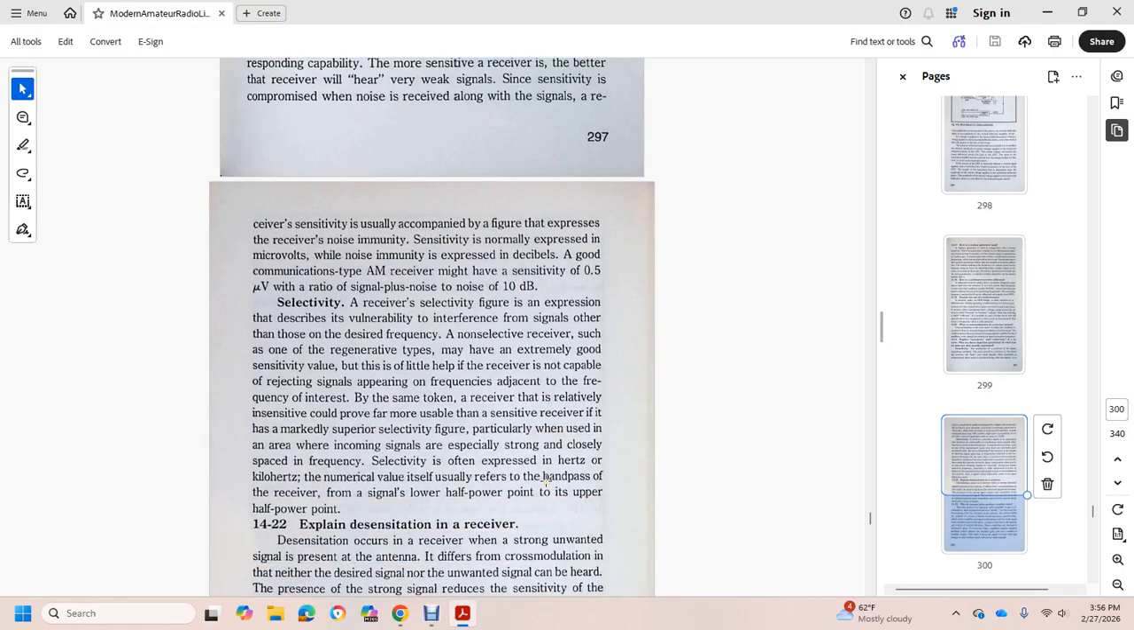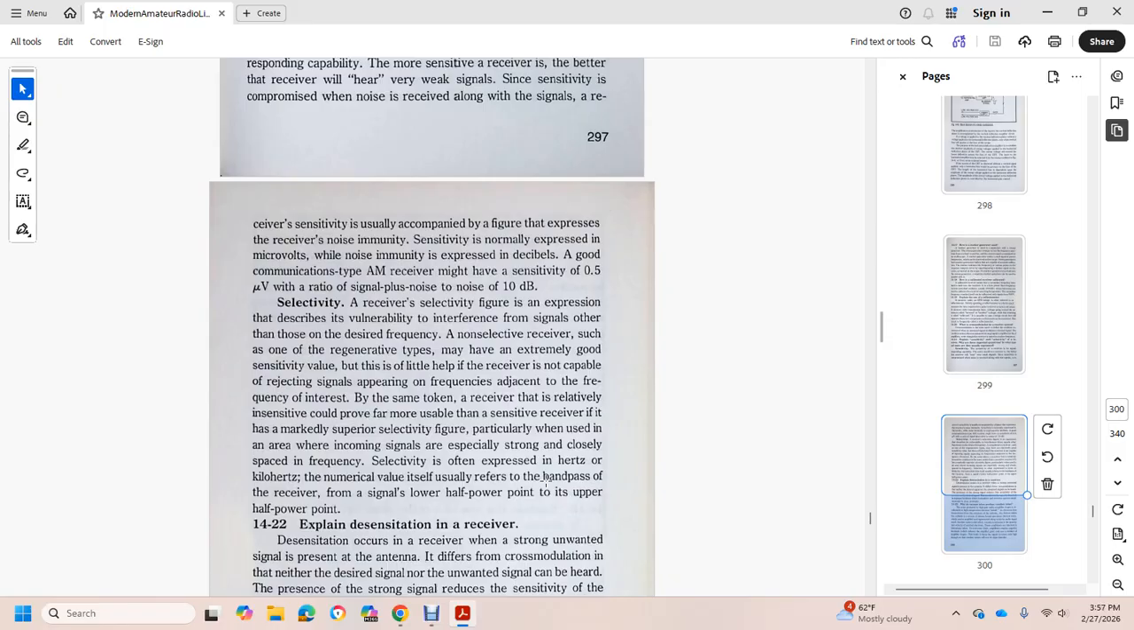Selectivity of the receiver: the selectivity figure is an expression describing the receiver's vulnerability to interference from signals other than the desired frequency. A non-selective receiver may have extremely good sensitivity, but it is of little help if the receiver is not capable of rejecting signals on frequencies adjacent to the frequency of interest. The same technique with a relatively insensitive receiver could prove far more useful if it has a good selectivity figure, particularly when the incoming signals are especially strong.